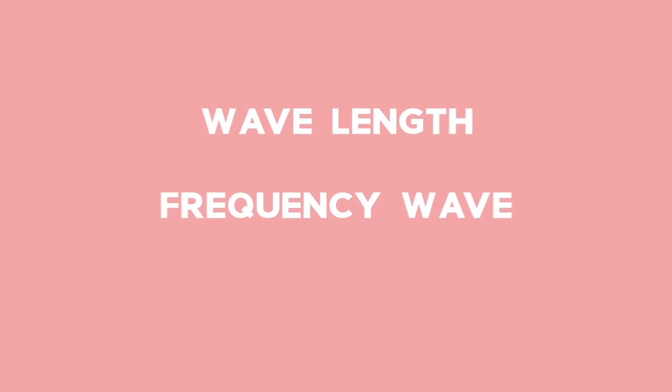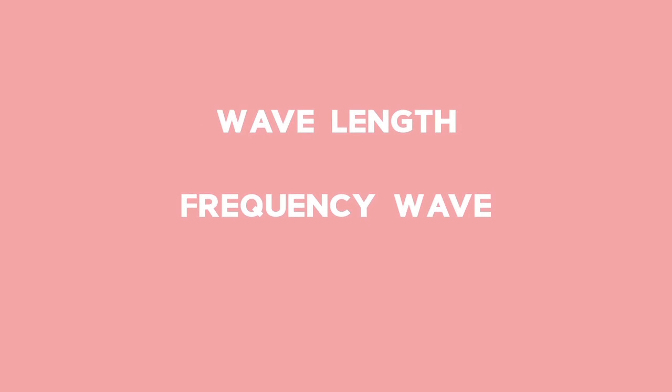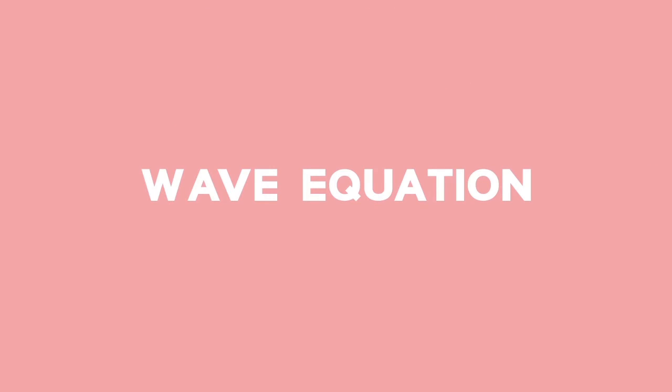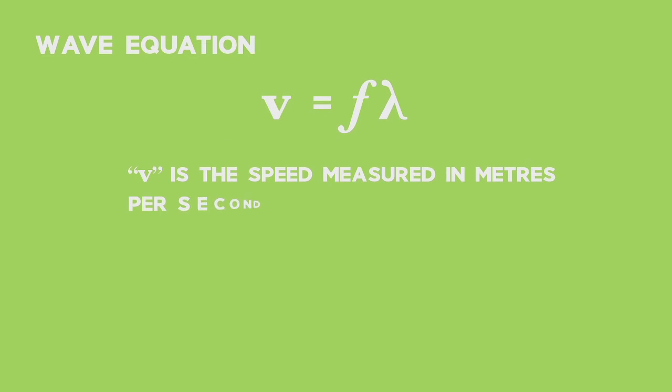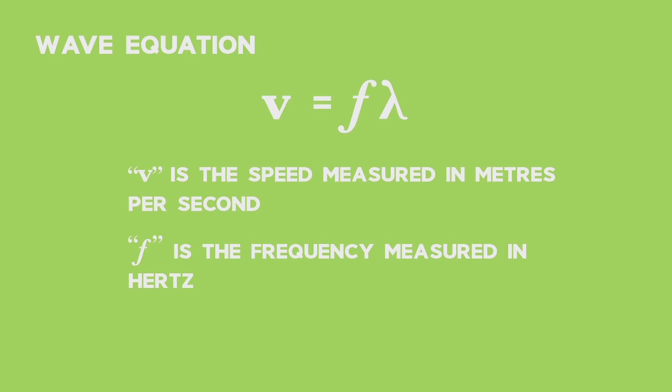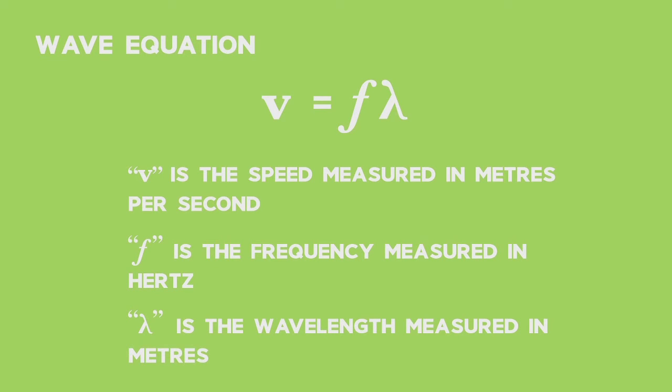But the wavelength and the frequency of a wave are quite important, which gets us to this very important equation, known as the wave equation. Where v is the speed measured in meters per second, f is the frequency which we know is measured in hertz, and lambda, which is the symbol to the right, is the wavelength, and that's measured in meters.